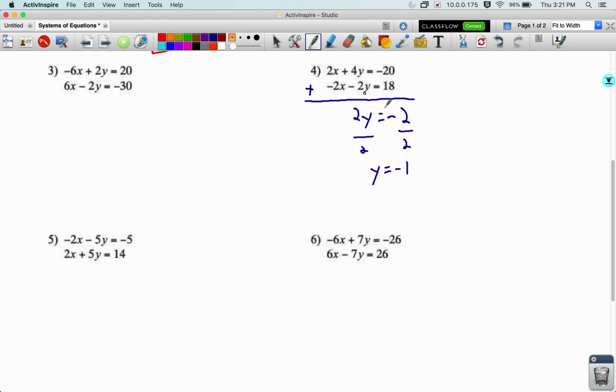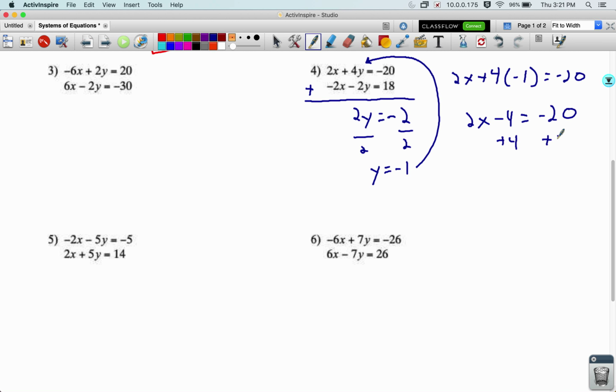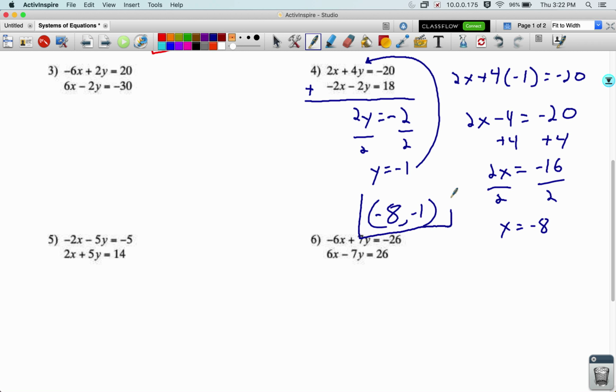Okay, I thought this was going to be a weird one, but this is just actually a normal one. I'll finish it just for good practice. 2x minus 4 equals negative 20. Add 4, 2x equals negative 16, divide by 2, divide by 2. X equals negative 8, so negative 8 comma negative 1. Better not cross on that problem.